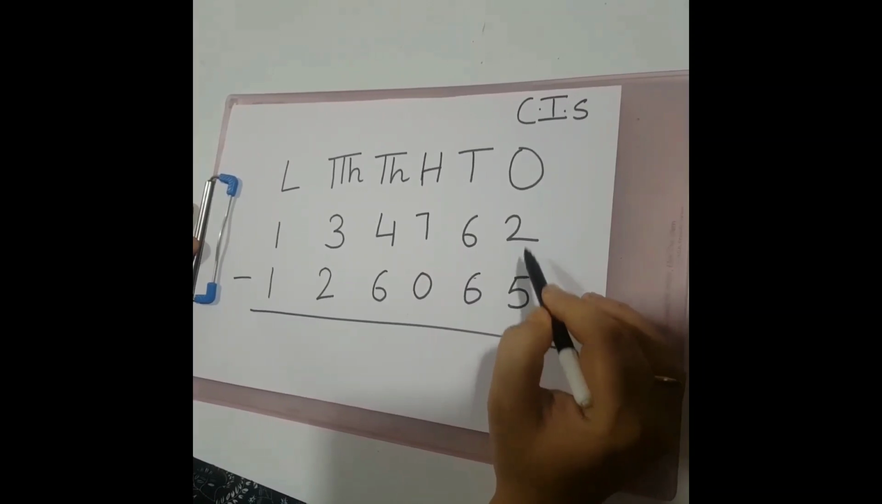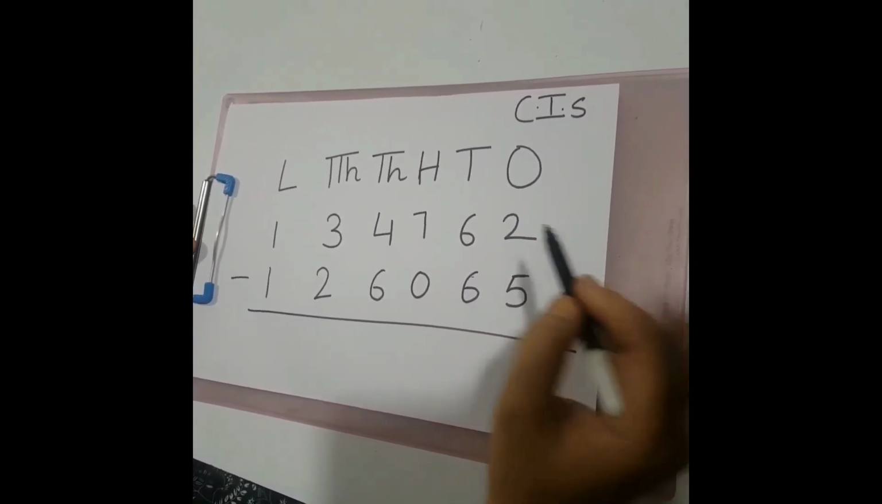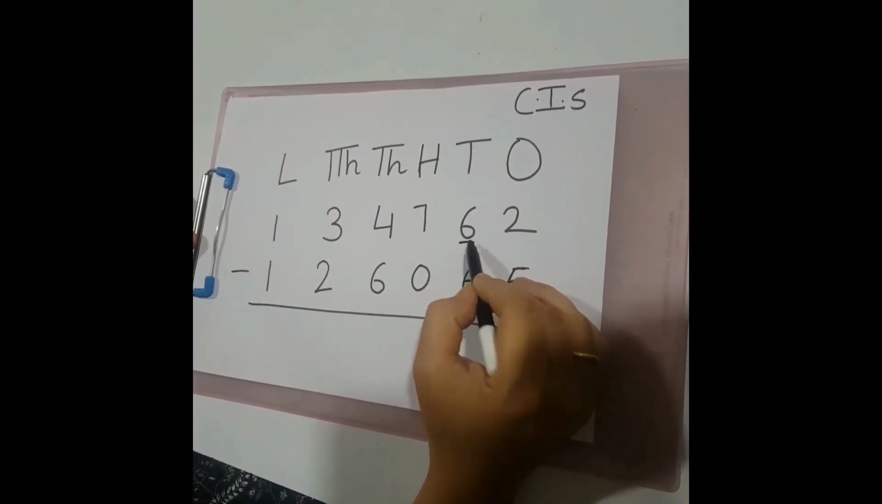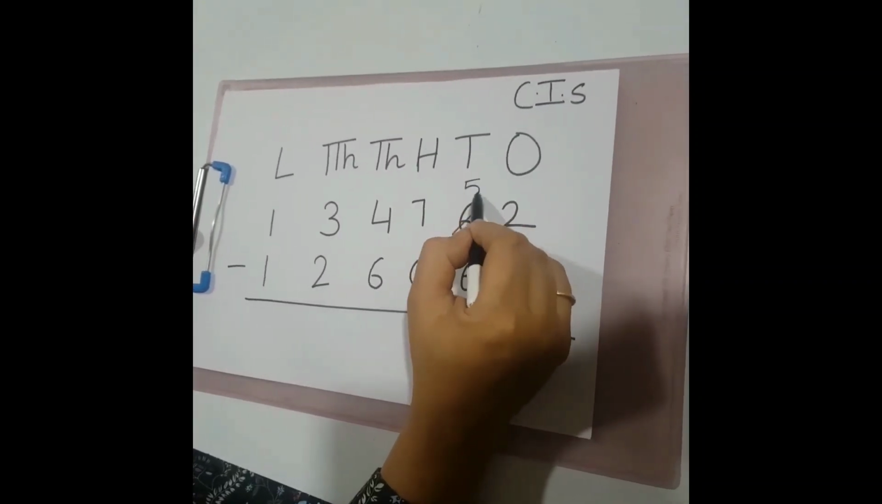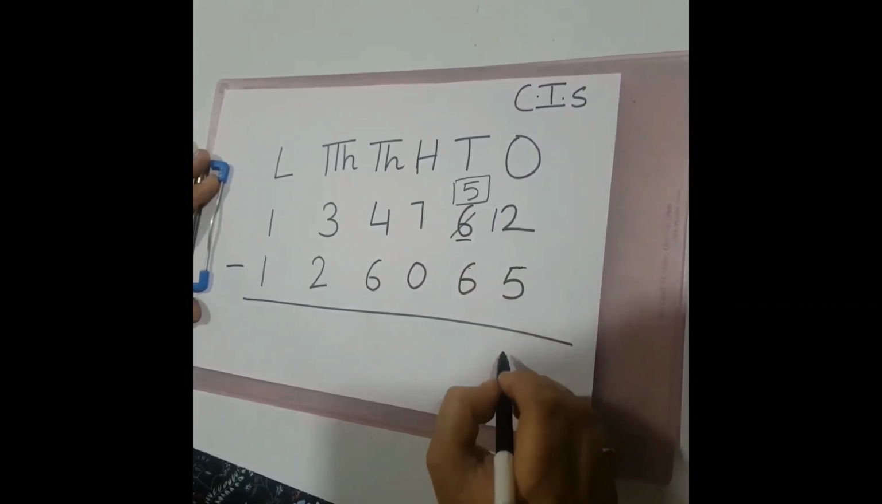2 minus 5. 2 minus 5 is not possible. Why? Because 2 is smaller than 5. So what will we do? We will borrow from the tens place. At tens, 6 is present. So 6 will be reduced by 1, so 6 will become 5 and this 2 will become 12. So 12 minus 5 is 7.